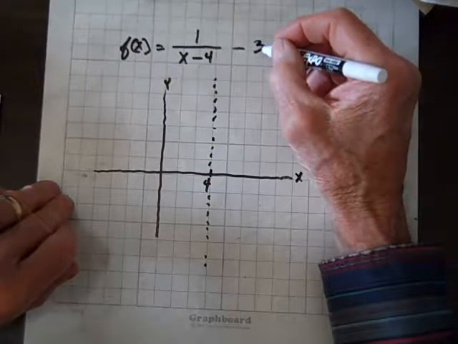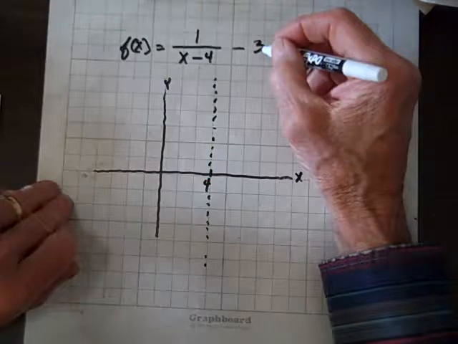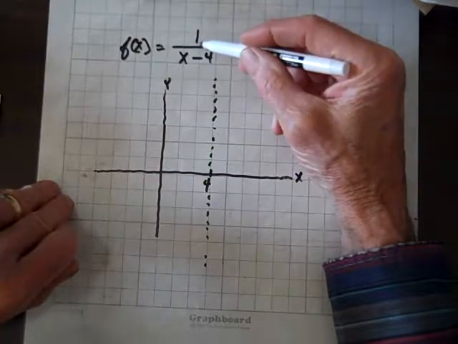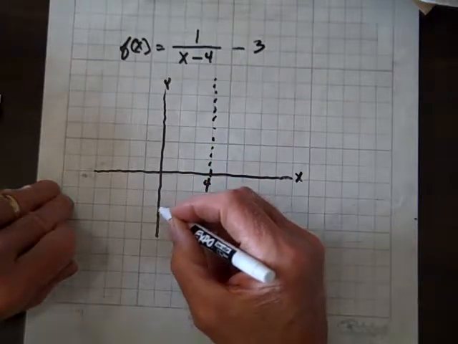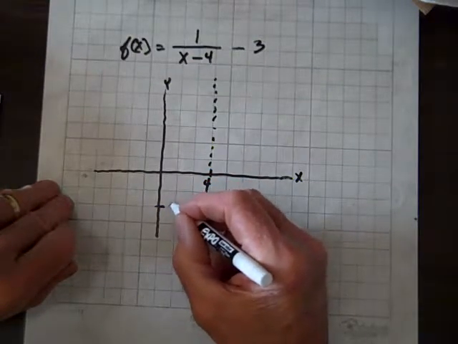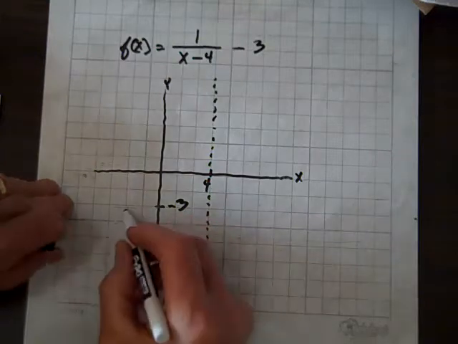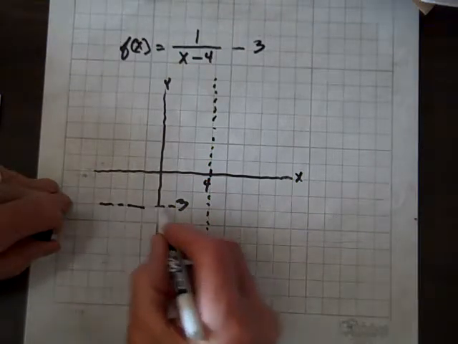Well, the horizontal asymptote's going to be negative 3. Here's why. It took this graph and moved everything down 3 units. So if I call this negative 3, then this is going to be the horizontal asymptote.